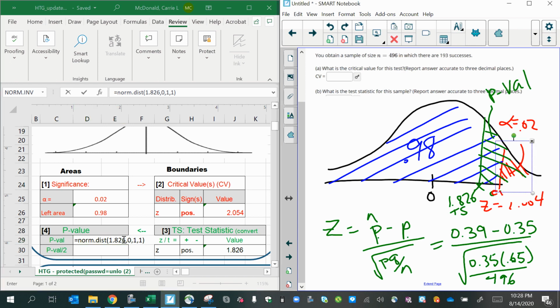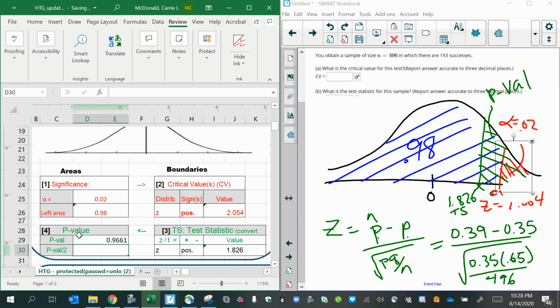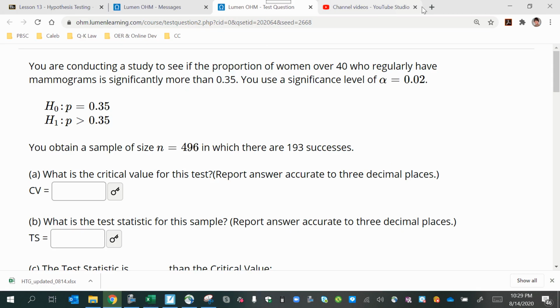Okay, so watch what happens. Here I'm going to press enter. See that? You see how it's so close to 1? Remember, the entire area under the curve is 1. That's way too big. I have to subtract that from 1. So 1 minus norm.distribution, because it's on the right. If it was to the left, I wouldn't have to subtract from 1, but here I do. So there's my p-value. Okay, let's go ahead and enter these and see how we did.